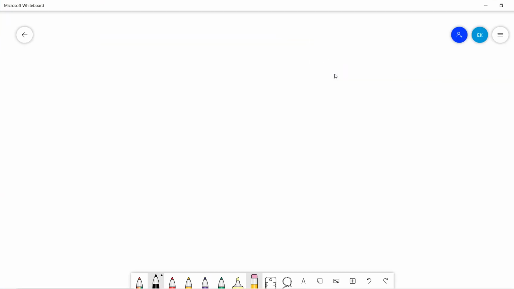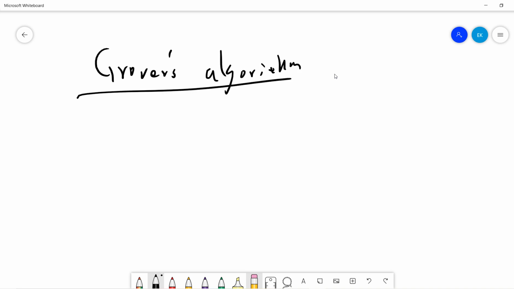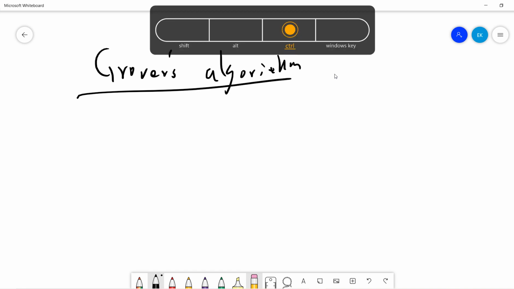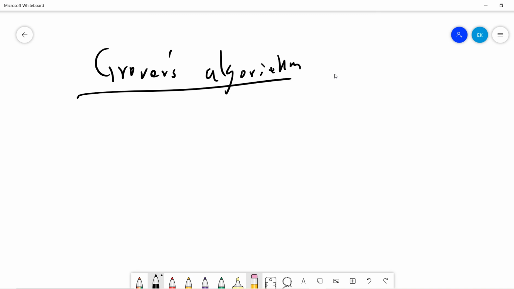Welcome, guys. In this video, I want to talk about Grover's algorithm. I have seen many other videos about Grover's algorithm, but I think some of them are really complicated. So I want to present my own version, or basically my own interpretation, and hopefully it will be easier than Wikipedia or something.